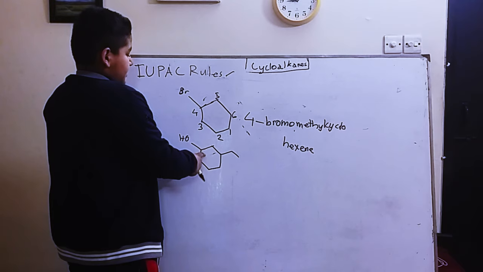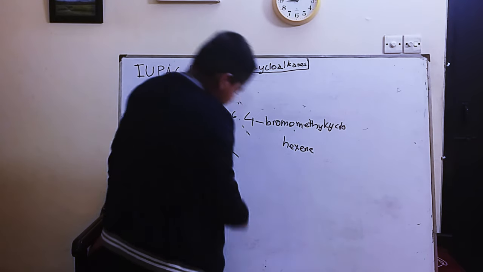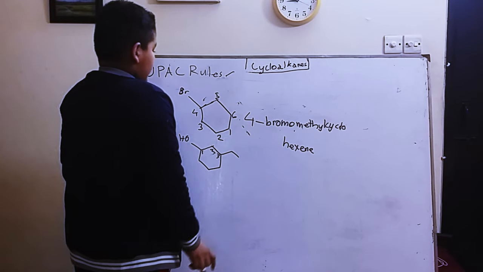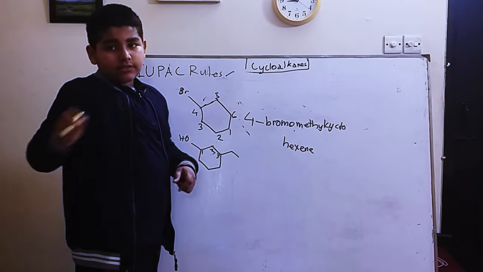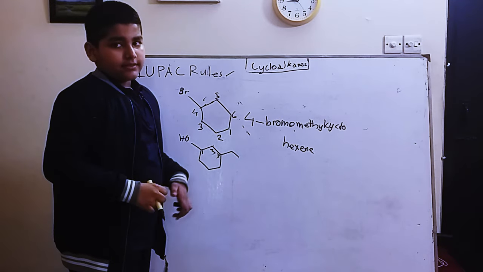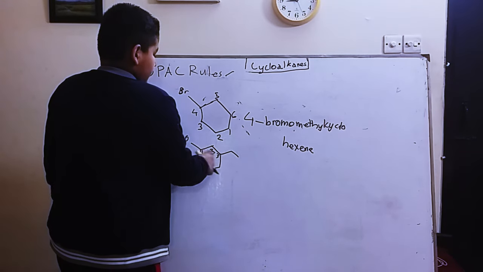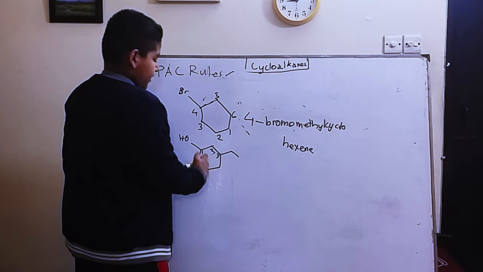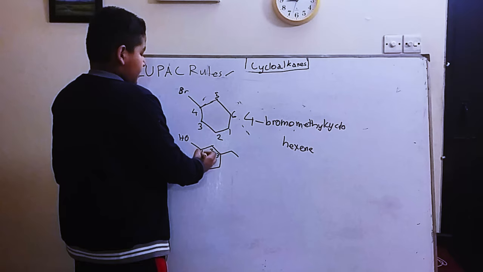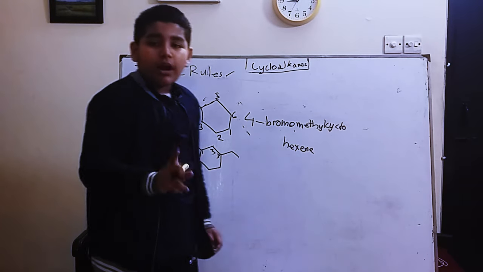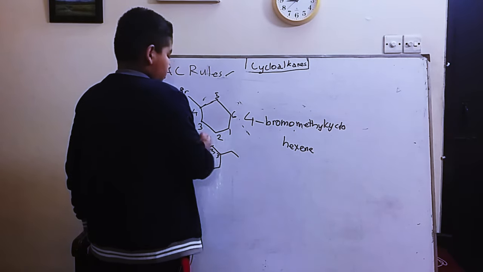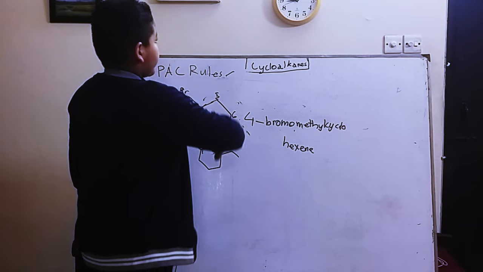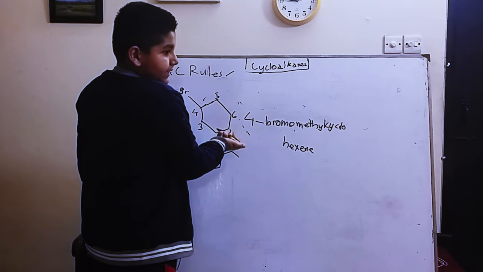And this one, since the hydroxyl takes priority, because there are actually multiple ways to make the lowest set of locants. Like we can start all the way from here and 1-3, 1-3. It will be the same. But since the hydroxyl takes the priority, we're gonna number from here, and we're gonna go clockwise.